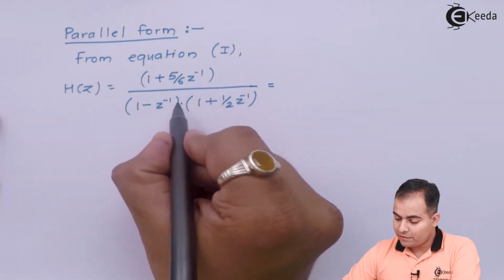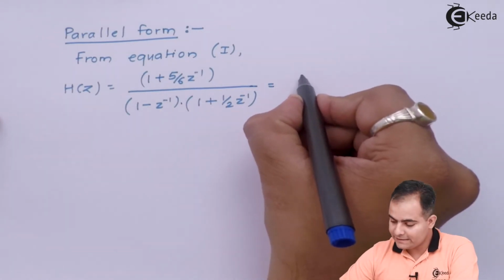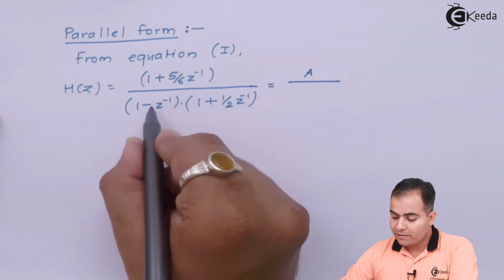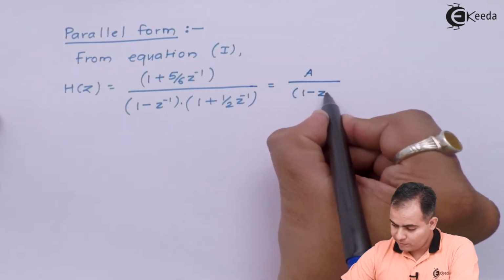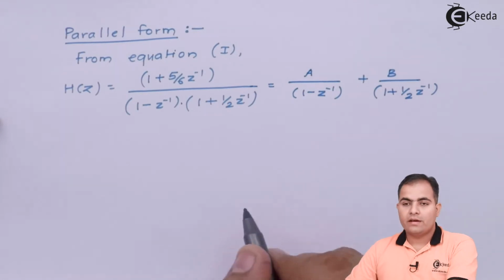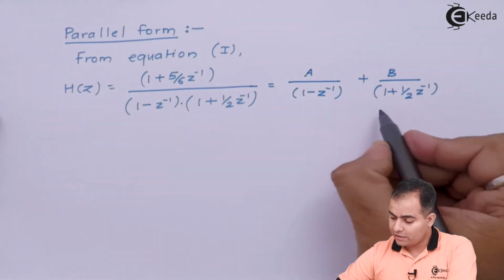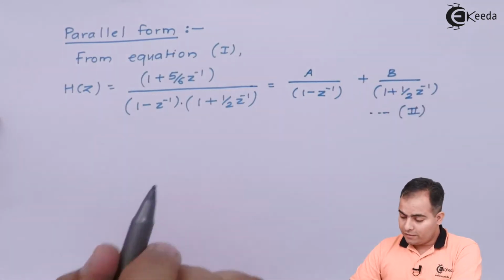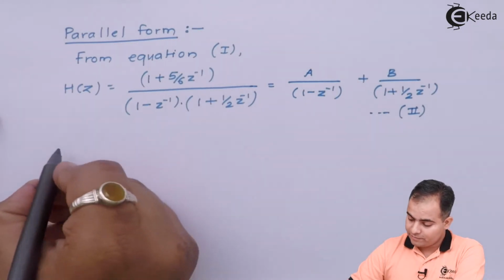So here we have two poles, which means we will use two different variables. Let's say A and B are the two different variables. In the denominator of A, I will place 1 minus z inverse, and in the denominator of B, we'll place 1 plus half of z inverse, and I'll represent this as my equation number 2. Now we'll just multiply the left hand side denominator on the right hand side.